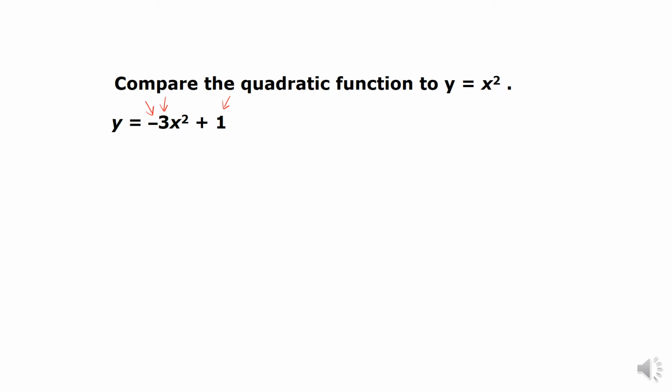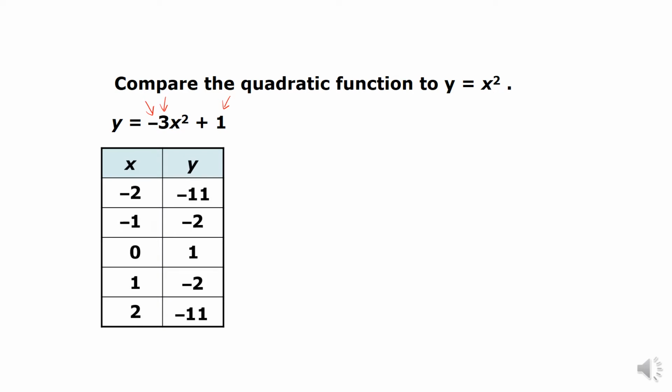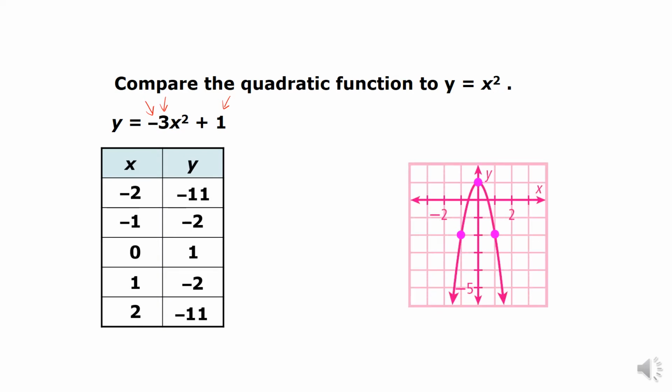Okay, so I'm going to show you the picture, and we're going to describe it. So it's a reflection over the x-axis. It's a vertical stretch by a factor of 3, and it went up 1. I would just graph it and then describe it, but you can also just describe it by looking at the equation.